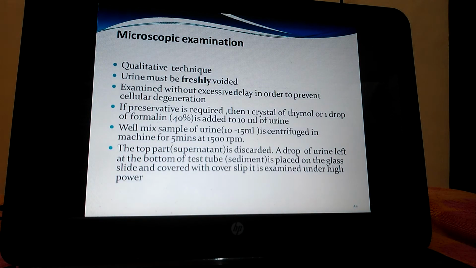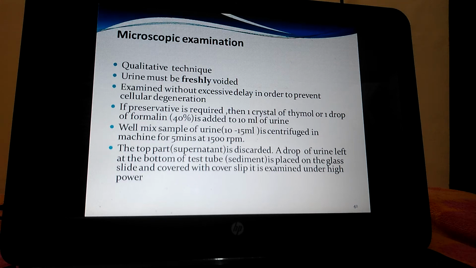For microscopic examination, it is a qualitative technique, and urine must be first freshly voided and examined without excessive delay in order to prevent cellular degeneration. If preservative is required, then 1 crystal of thymol or 1 drop of formalin is added to 10 ml of urine. A well mixed sample of urine is centrifuged in a machine for 5 minutes at 1500 rpm.